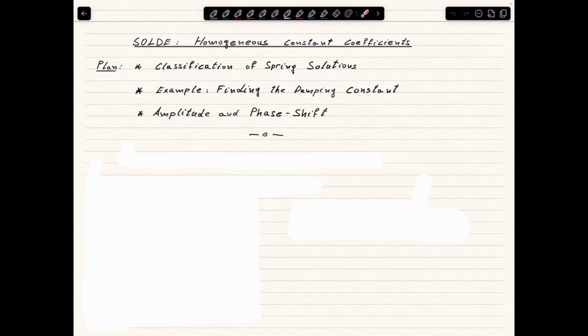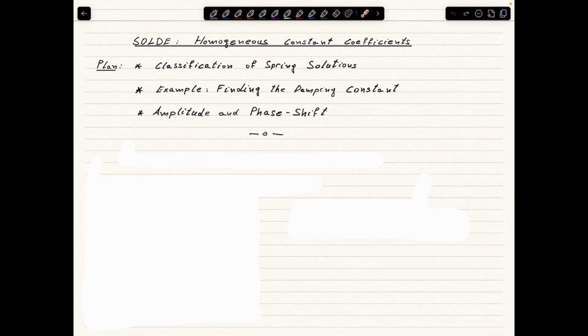And then, at the end of the video, we are going to focus again on the solutions that describe the movement of springs, and we are going to rewrite these solutions in terms of two quantities that are called the amplitude and the phase shift of the movement. This way of writing the solution is very common in the field of physics and engineering. So that's the plan for today.